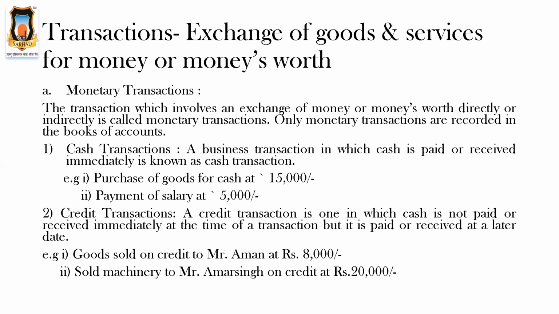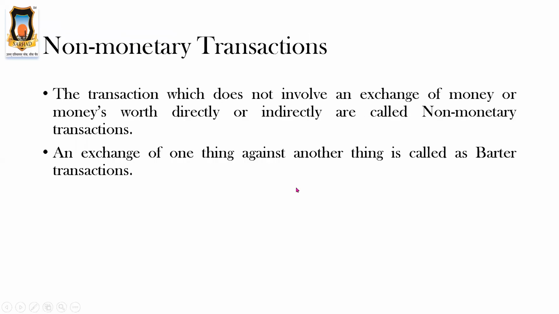Okay, so a cash transaction means a business transaction in which cash is paid or received immediately, and a credit transaction is one in which cash is not paid or received immediately at the time of the transaction, but is paid or received at a later date. Non-monetary transactions mean transactions which do not involve an exchange of money or money's worth directly or indirectly. An exchange of one thing against another thing is called a barter transaction.